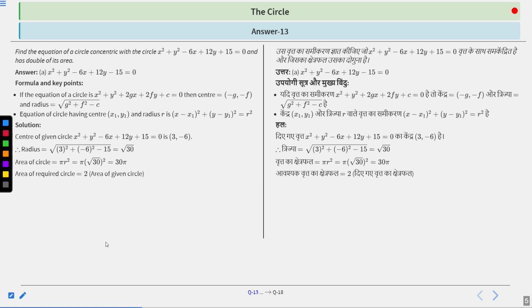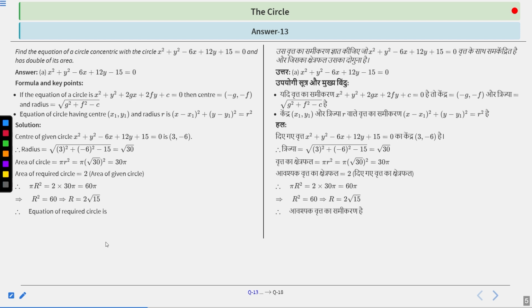Now the area of the required circle will be 2 times the area of the given circle. Clear? Therefore, pi capital R square is equal to 2 into 30 pi, which is 60 pi. Therefore, R square is equal to 60. So R is equal to 2 times root 15, right?